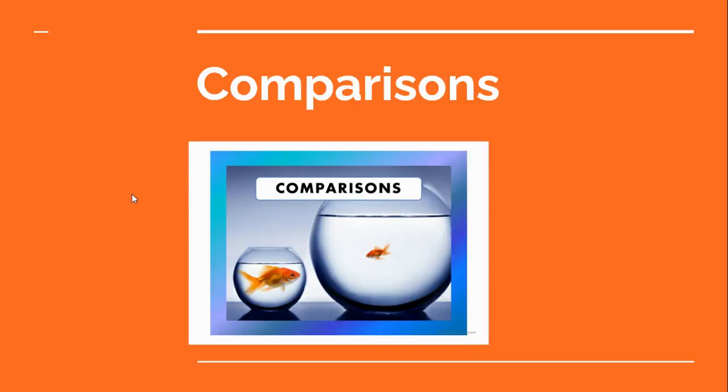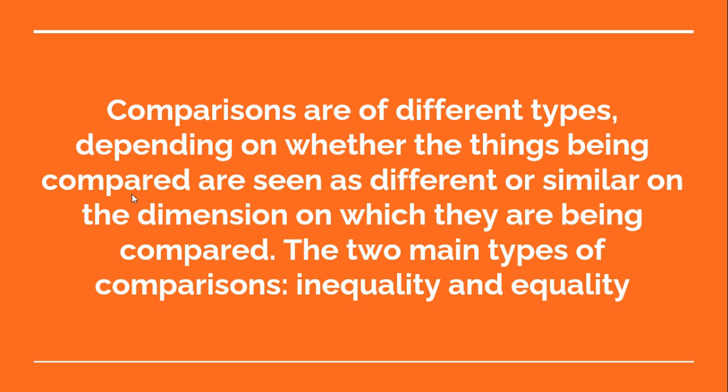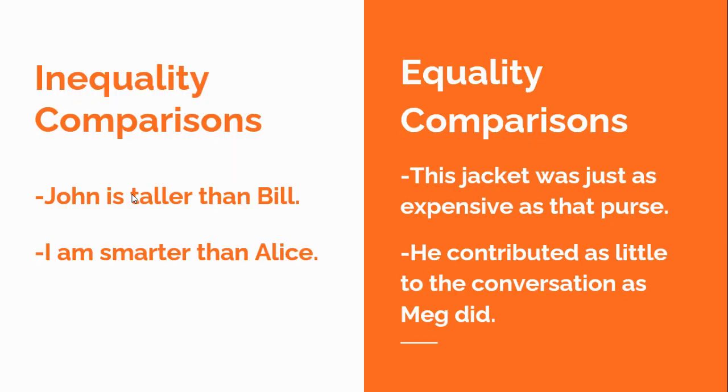Today we're going to talk about comparisons. Comparisons are of different types depending on whether the things being compared are seen as different or similar on the dimension on which they're being compared. The two main types of comparisons are inequality comparisons and equality comparisons. Let's take a look.